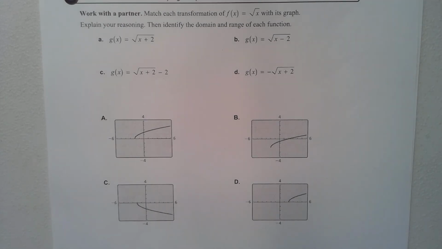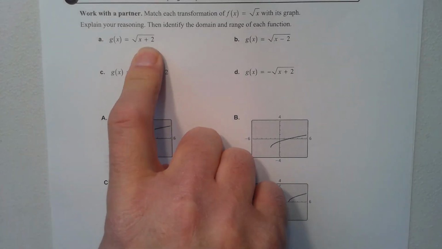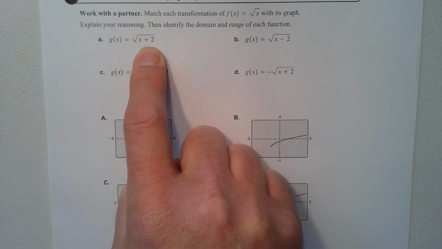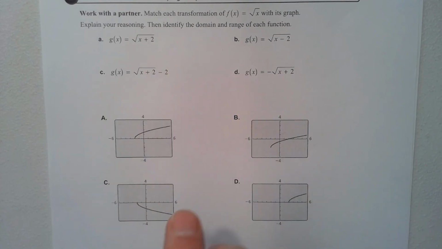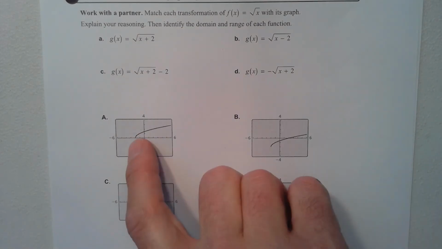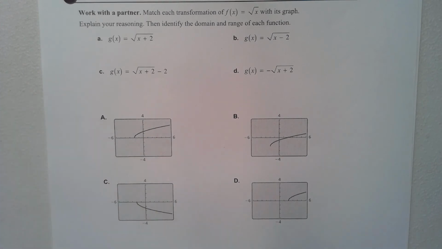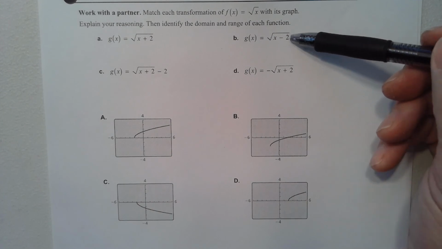Alright, so looking at square root of x plus 2. That plus 2 on the inside of the square root is going to move it left 2. And it does not get shifted up or down. It's not opening down because it's not a negative. So let's see. That looks like it will be A because it shifts it left 2. There's no number out front that would make it a skinnier or a more steep graph. So A is A.